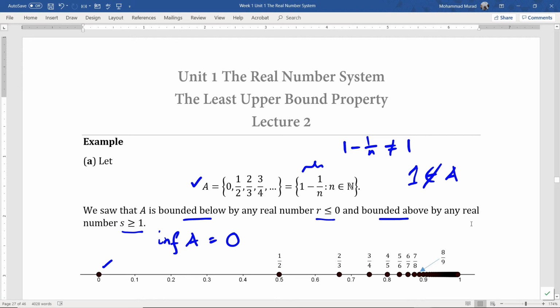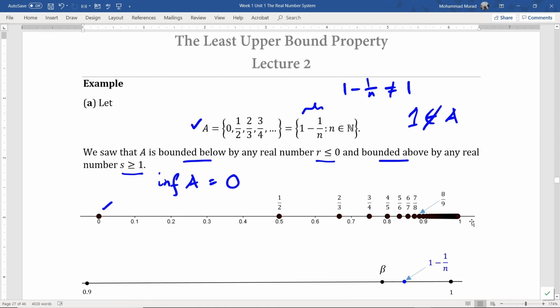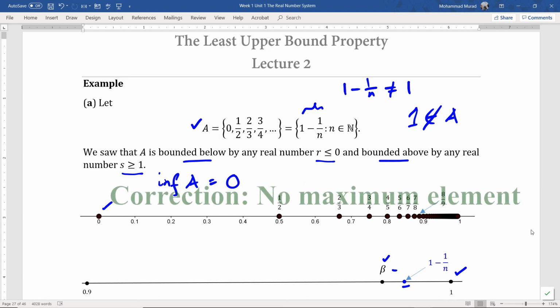In other words, there is a number beta such that all the elements of this set A are smaller or equal to beta. But we will prove later that no matter how close the number beta is to the number 1, there would be some element, 1 minus 1 over n, in this set, which exceeds beta. So the set has no least upper bound.